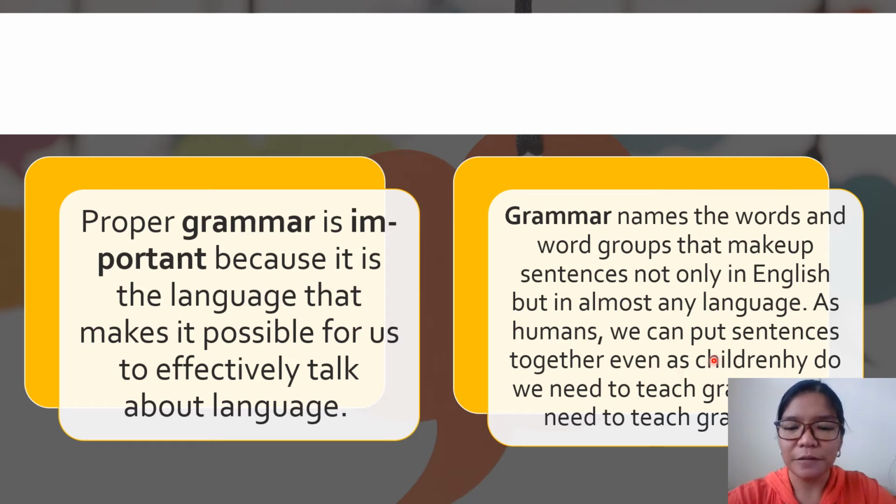As humans, we can put sentences together even as children do. There is another mistake in here. In short, grammar is important because it is our key to understanding each other.